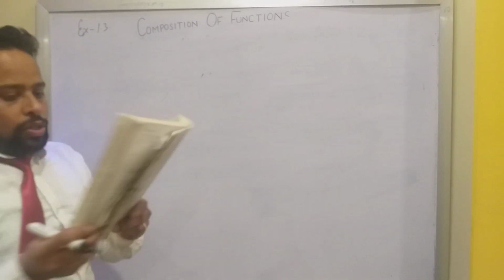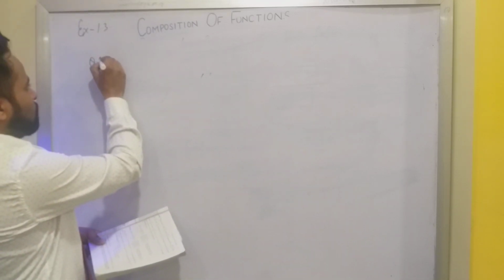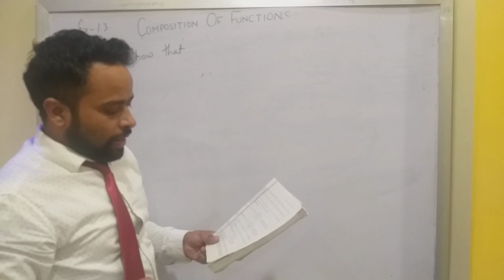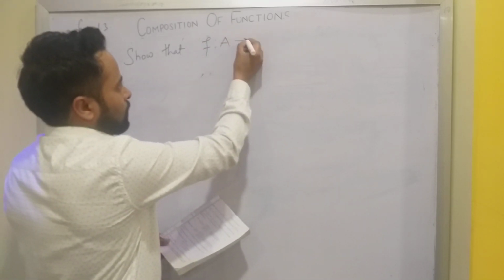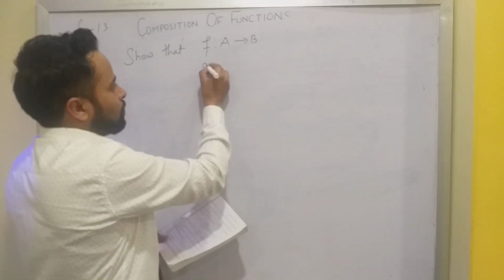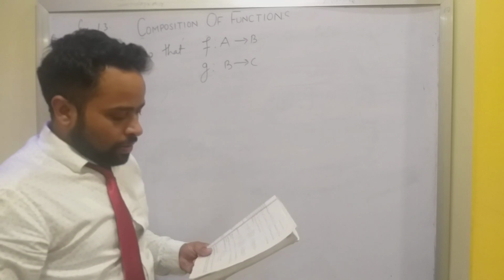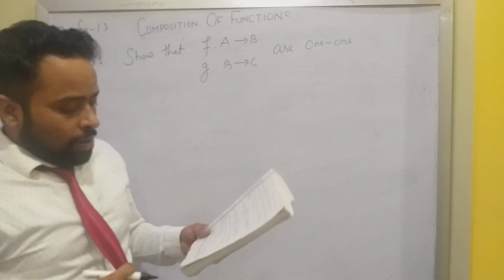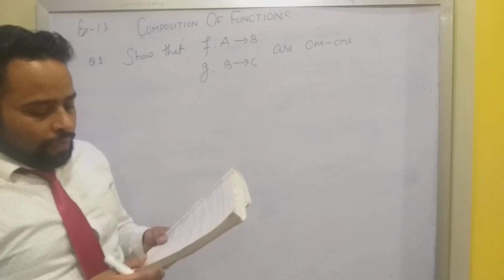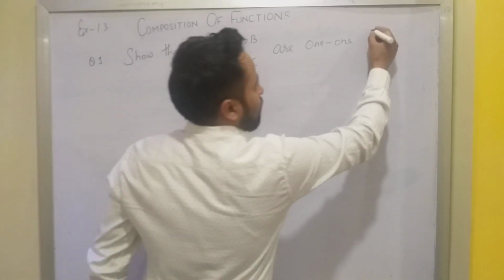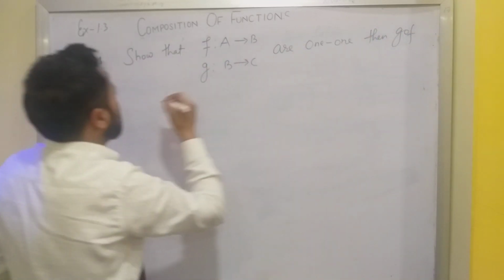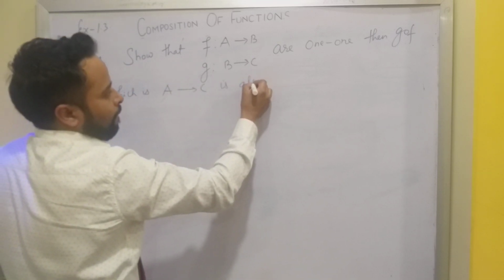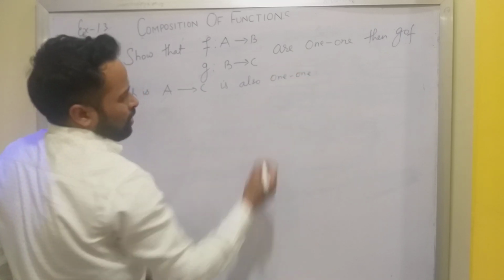The question says, show that, question 1, show that if f is from A to B, and g is from B to C, are 1 1, are 1 1, then GOF from A to C is also 1 1. Not difficult to prove.